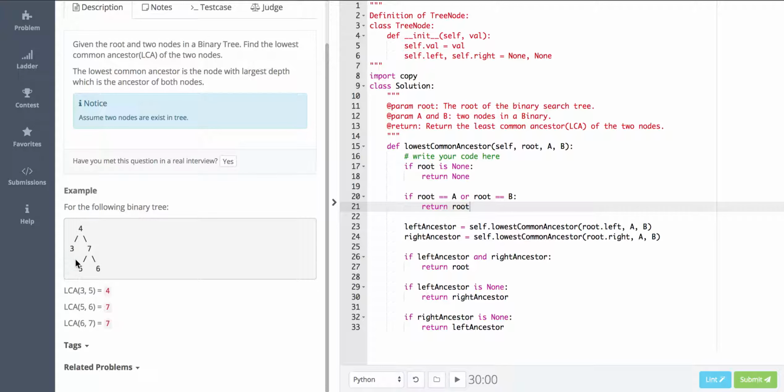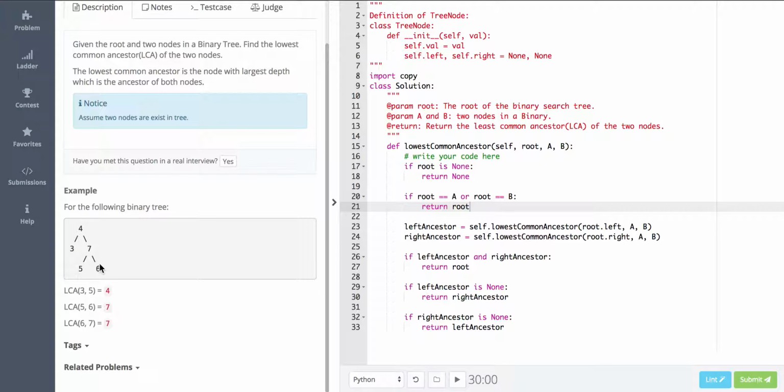So we know that 3 and 5, their lowest ancestor is 4, right? Because 4 is their common ancestor. We just go all the way up. And 5 and 6, their lowest ancestor is 7. And 6 and 7, their lowest ancestor is 7.